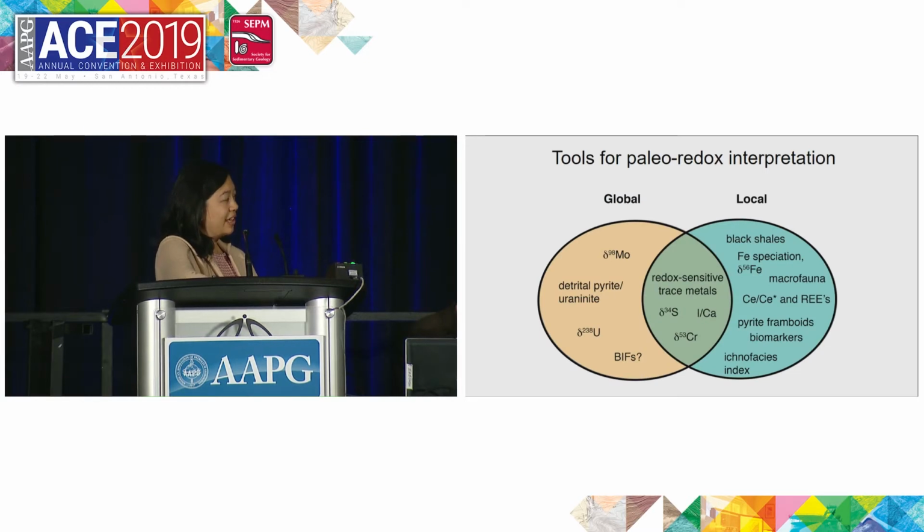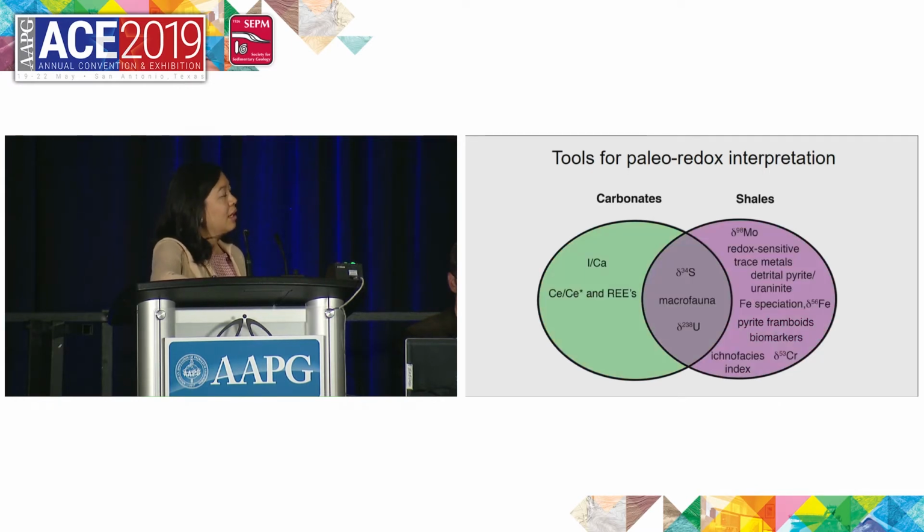Thanks to technological advances, there's a whole toolkit of proxies that have now come to the forefront, and they vary in many different ways. So for example, you can classify them as global proxies or ones that can integrate over a really large global ocean scale. There's also local proxies, which can tell you about a basin perhaps, or for your sample itself, what the oxygen was like for that specific depositional environment. But you can also group them in how they can be analyzed. So you can see from this distribution that much of the work of developing these proxies has focused on shales.